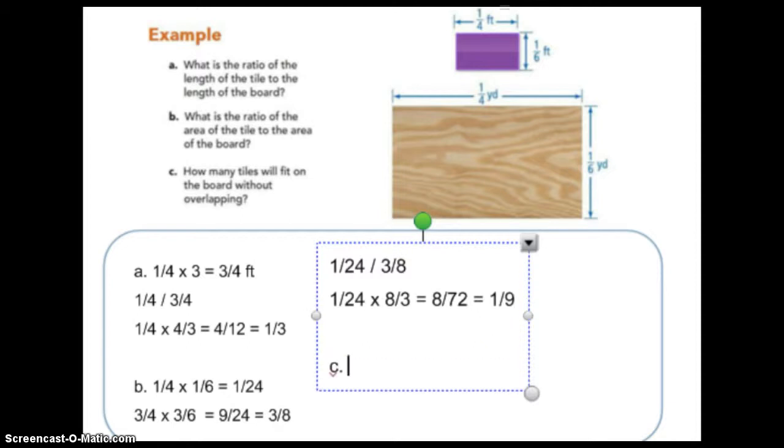Now for part C, it says how many tiles will fit on the board without overlapping. Well, if the ratio of the area of the tile to the area of board is 1 to 9, that means that for every one board, we would have 9 tiles, which means we can fit 9 tiles on the board.